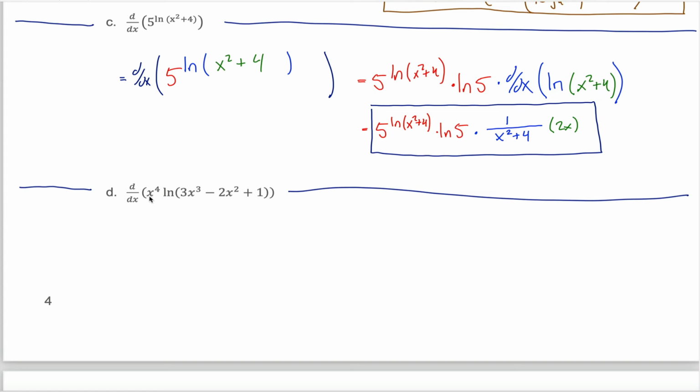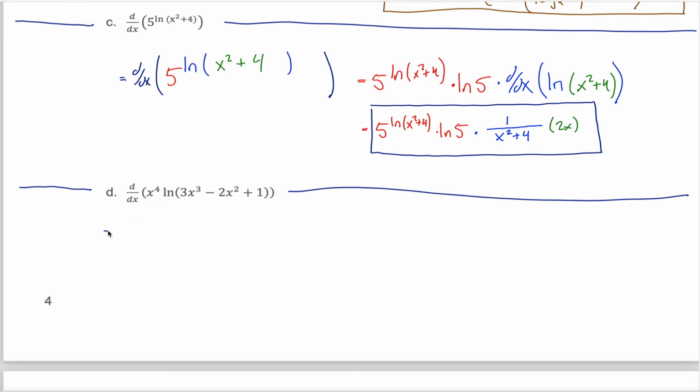It's the derivative of something, x to the 4th, times something else, the natural log of 3x cubed minus 2x squared plus 1. The outermost layer here is the product rule. Inside the product rule, we might have to involve other rules, but the first thing you want to be able to see here is the product rule.